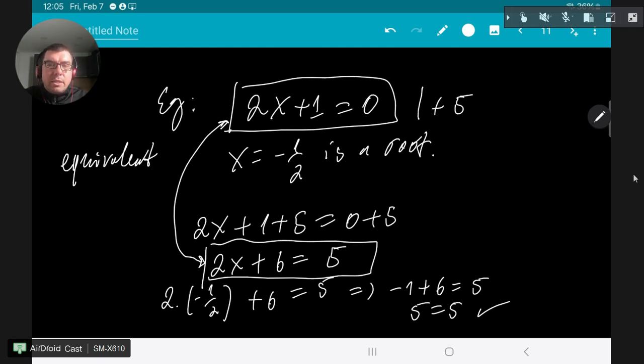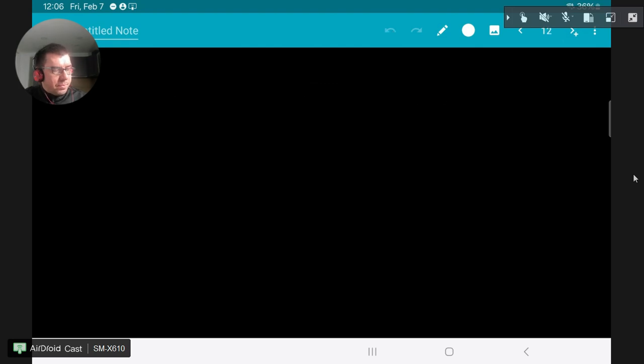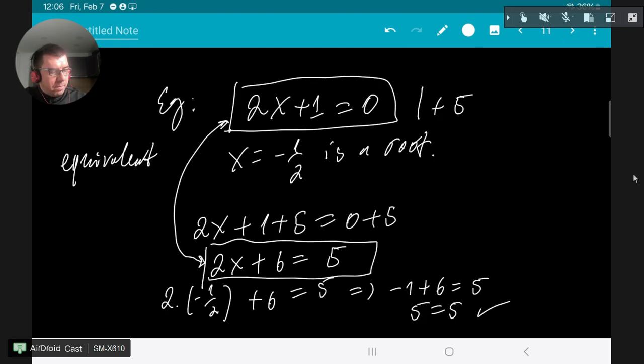And you can test this property. You can subtract a certain number on both sides, you can multiply, you can divide, and every time you'll get an equivalent equation with the same root as the original. Alright, makes sense? Now, this should be 7.